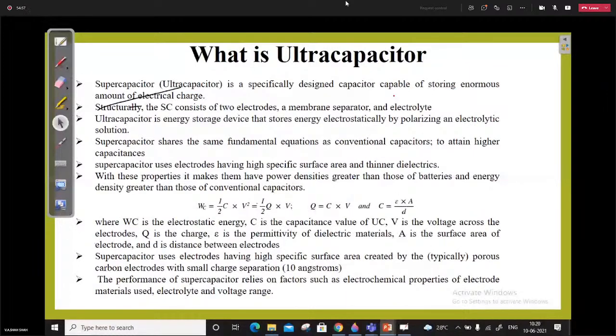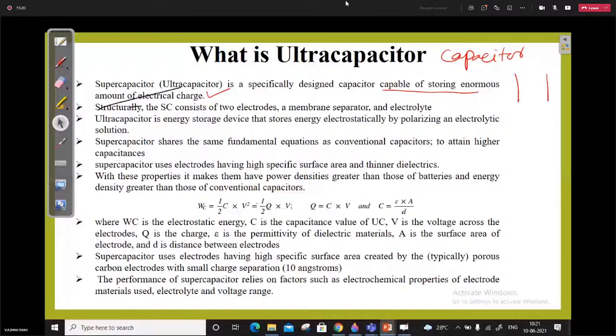The supercapacitor is a specially designed capacitor capable of storing an enormous amount of electrical charge. It can store a very high amount of electric charge. Structurally, as you all know about the normal capacitor, we have plates, and in between we have a dielectric, right? And then this acts like a capacitor.